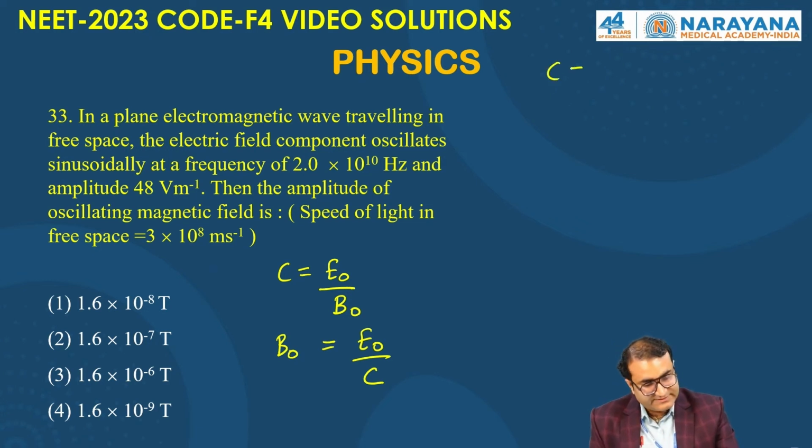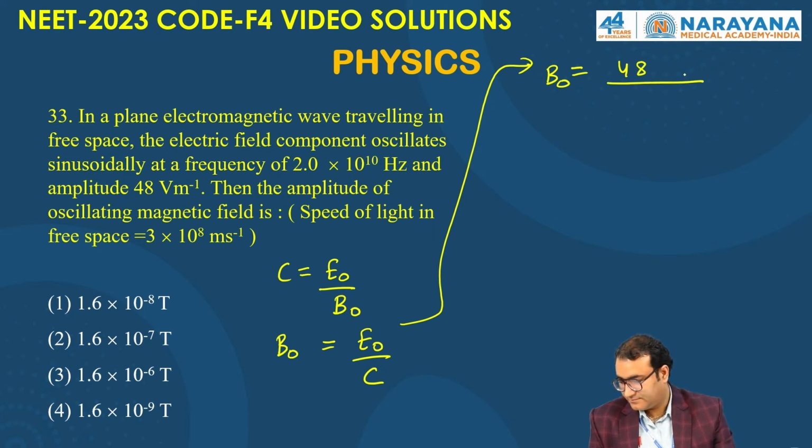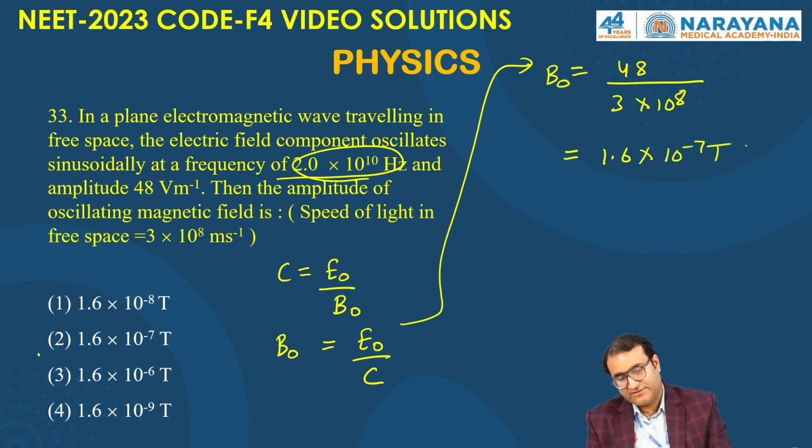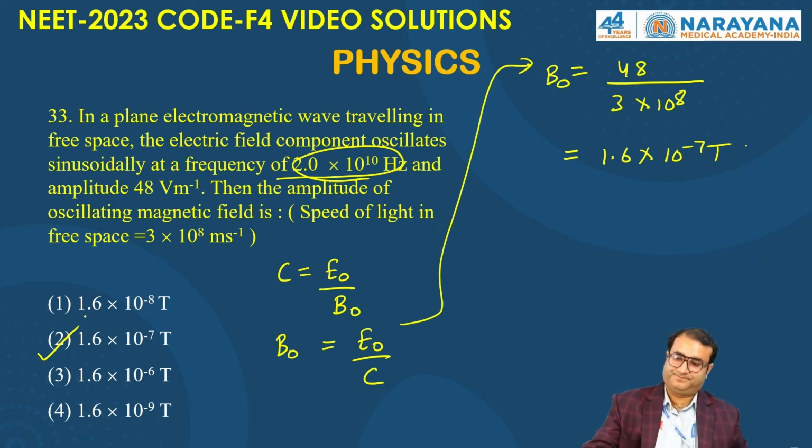E naught is given to us as 48. The speed of light is 3 into 10 power 8. There is no use of this value. It is there to confuse you. The value of B naught will come out to be 1.6 into 10 power minus 7 Tesla. I'll go with the second option.